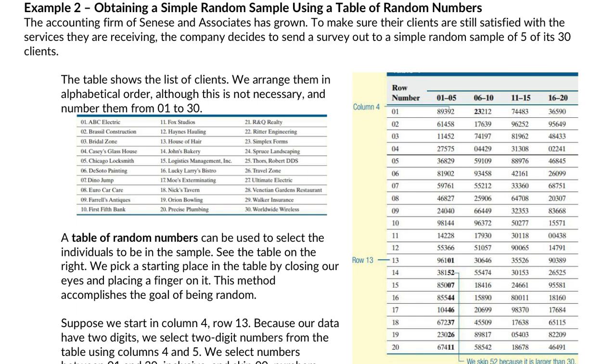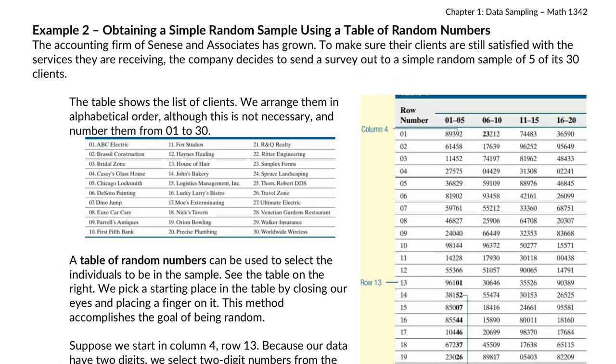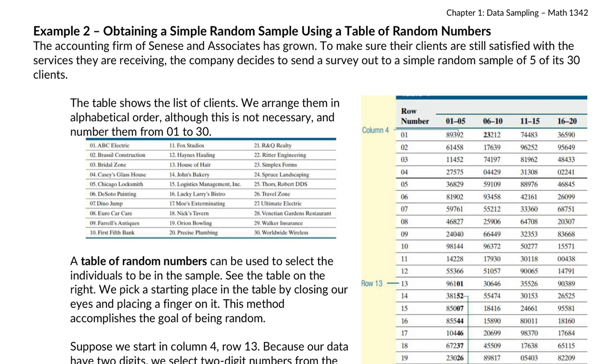The second method for obtaining a simple random sample is by using what's called a table of random numbers, and that is literally what it's called, a table of random numbers. Okay. Sounds like I made up that name, but nope, that's straight up what it's called. So here we go. The accounting firm of Sinise and Associates has grown. To make sure their clients are still satisfied with the services they are receiving, the company decides to send a survey out to a simple random sample of 5 of its 30 clients.